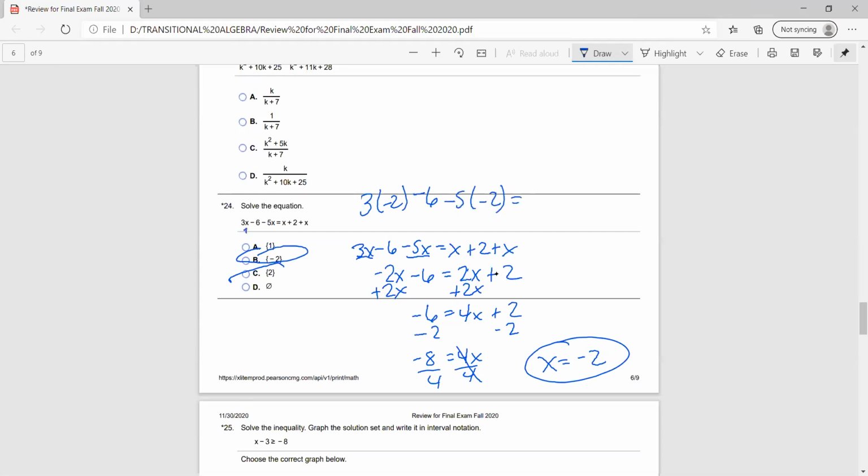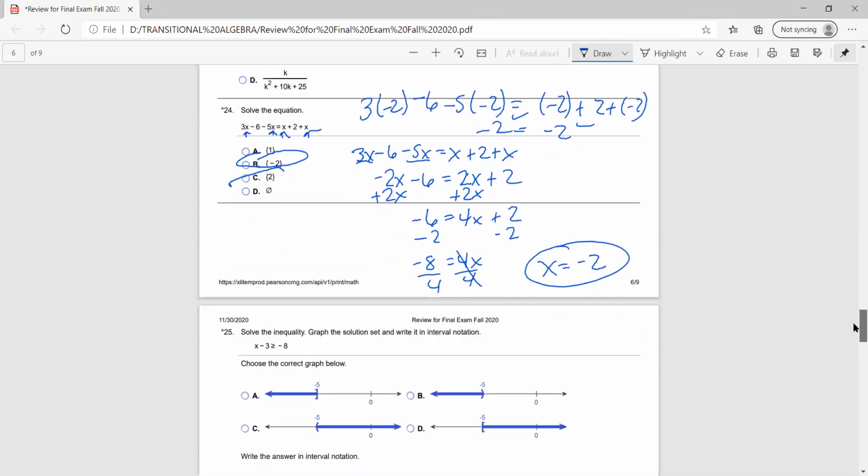I plugged in -2 for my X's, and then make sure that when I plug it in on the other side, those two sides are actually equal to each other. On this side, I would have a -2. On this side, we've got -6 minus 6, which is -12, plus 10, -2. So we could tell that way that's another way we know it's right. We can go back and check.